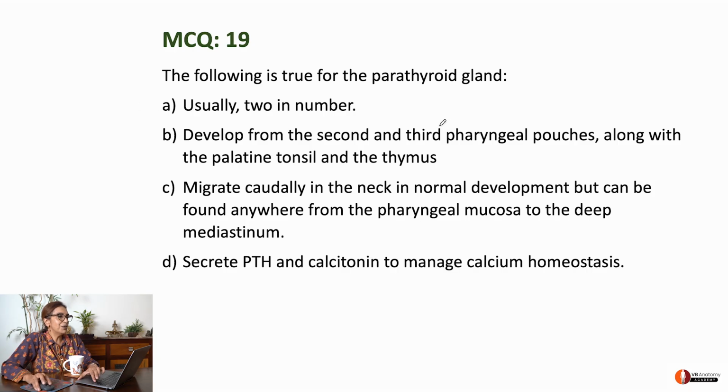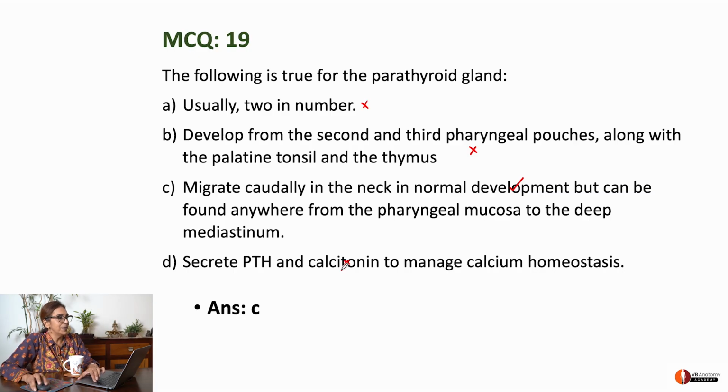Following is true for parathyroid gland. Usually 2 in number, no. Develop from second and third pharyngeal pouches. Actually, they develop from third and fourth pouches. Migrate caudally in the neck in normal development. Yes, this appears to be correct. Secrete parathormone and calcitonin. No, they don't secrete calcitonin. They secrete only parathormone. So I think C is the answer.